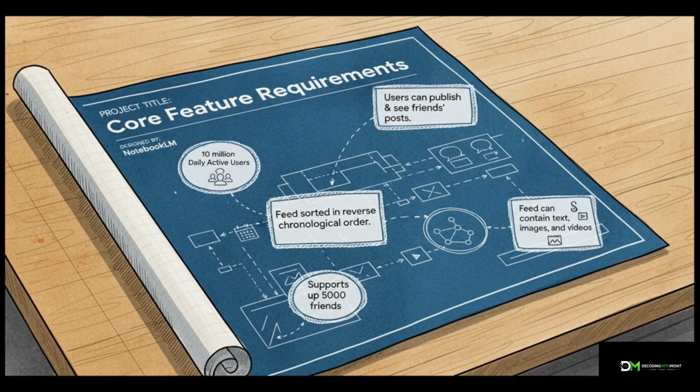Okay, so we've got our requirements locked in. We're talking users can publish posts, they can see their friends' posts, and the feed is going to be sorted in reverse chronological order. Simple enough. But here are the big ones. We need to support 10 million daily active users. A user can have up to 5,000 friends, and the feed can have text, images, and videos. Now, these aren't just bullet points. These numbers, especially that 10 million DAU, are going to dictate every single architectural decision we make from this point on.